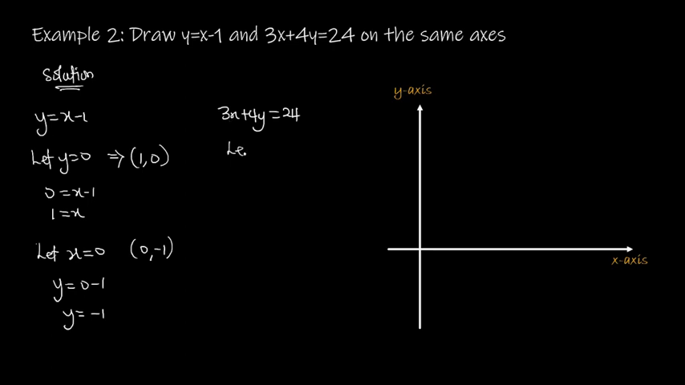Alright, let's look at the second scenario. So we do the same thing. We say let y be 0, and if y is 0, we have 3x over here to be equal to 24, and our x is 24 on 3. So which means our value of x over here, 24 on 3, will give us 8. So when y is equal to 0, we have the point x, which is 8, and then y, which is 0.